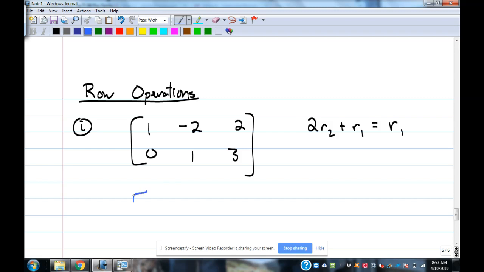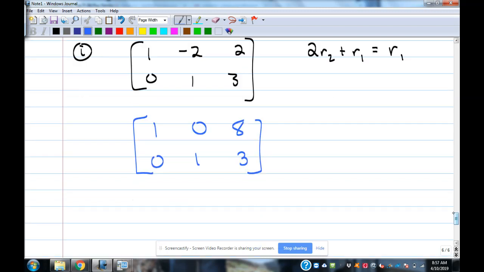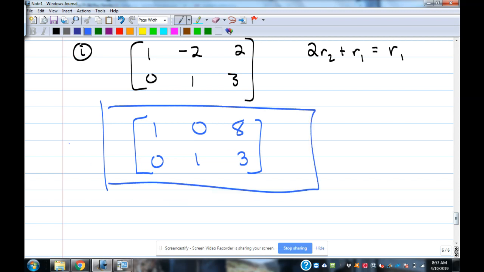So when we do that row operation, I can go ahead and copy down row 2 because I know it's not changing, because it says it's equal to row 1. You're only going to change that row. So we're doubling row 2 and adding it to row 1. 2 times 0, still 0, plus 1, still 1. 2 times 1 is 2, plus -2, 0. 2 times 3, 6, plus 2 is 8. This is the answer. You've done that row operation.